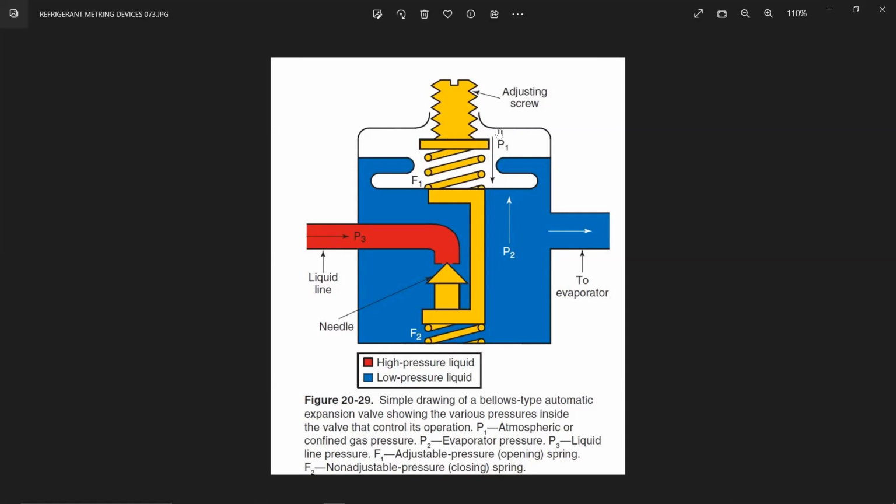P1 is atmospheric pressure coming from the top, okay. As I told you, the cover fitted on top lets atmospheric pressure come inside. But the cover is preventing the bellows from getting any dirt. That's why you have got the cover on top. Okay. And then P2 is the evaporator pressure, which is down, and P3 is the liquid line pressure.